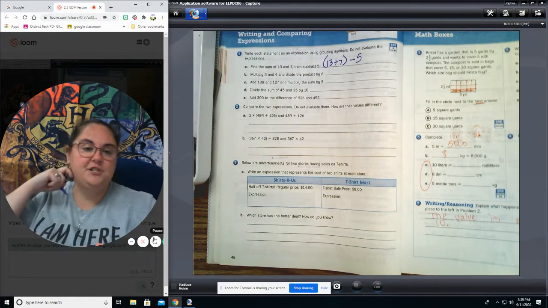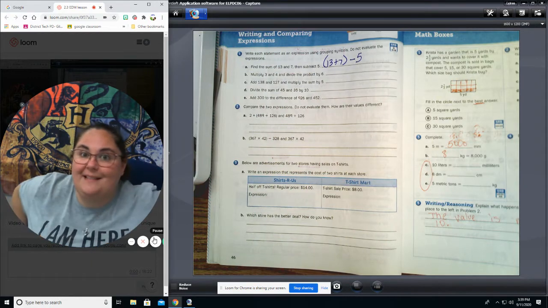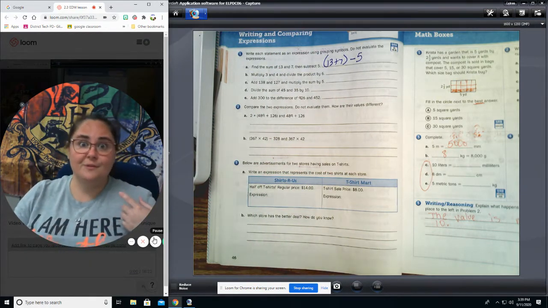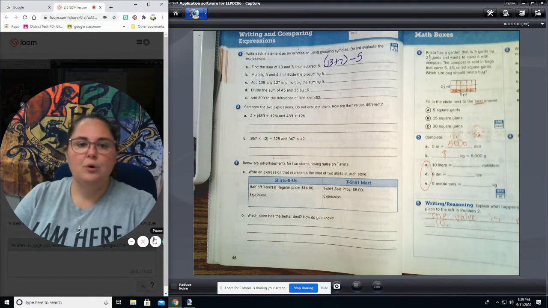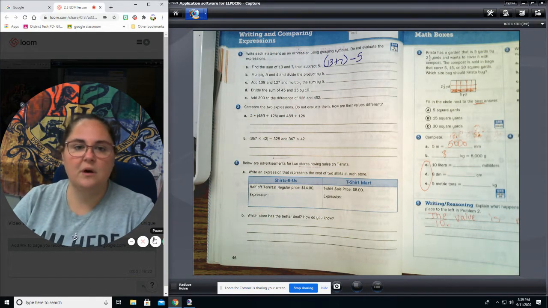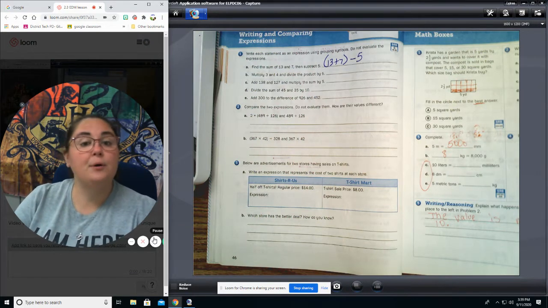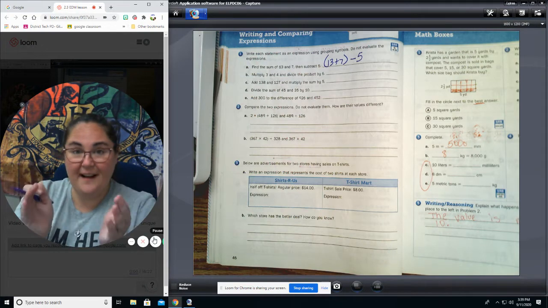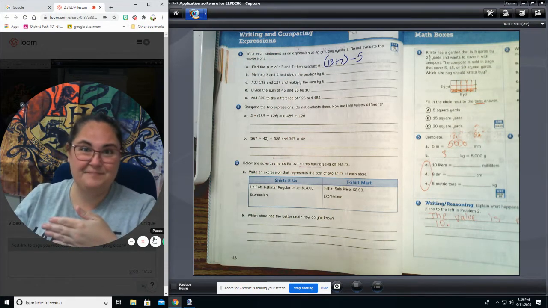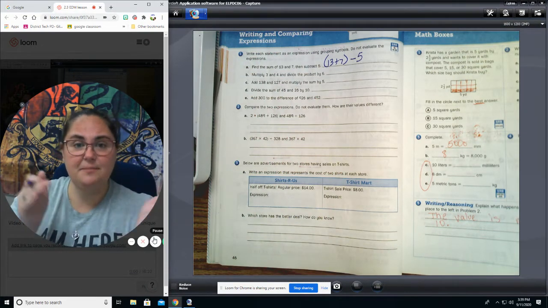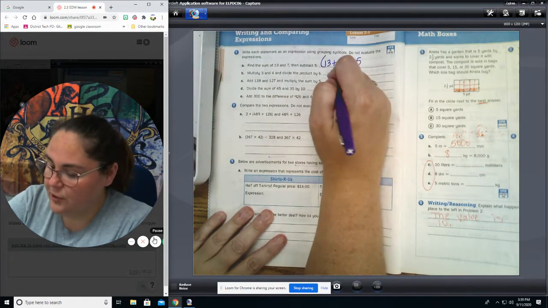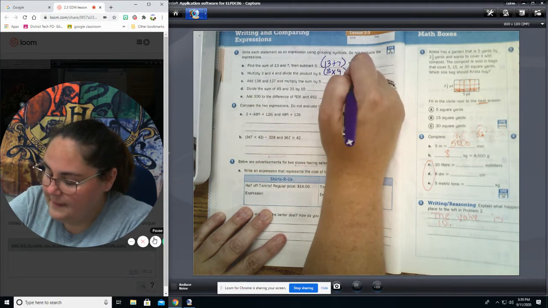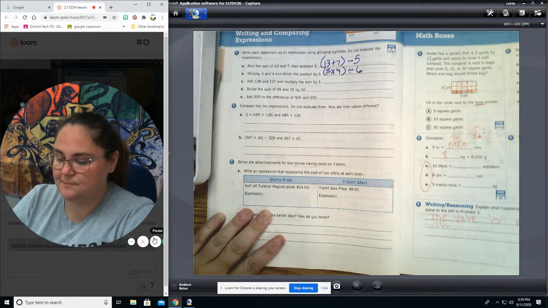Make sure you pay attention and read the questions before you really write things down, though, because sometimes they're going to tell you in different orders, okay? Number 2, multiply 3 and 4 and divide the product by 6. That means I have to find the product before I can divide it. So I have to multiply before I divide. So 3 times 4 divided by 6.